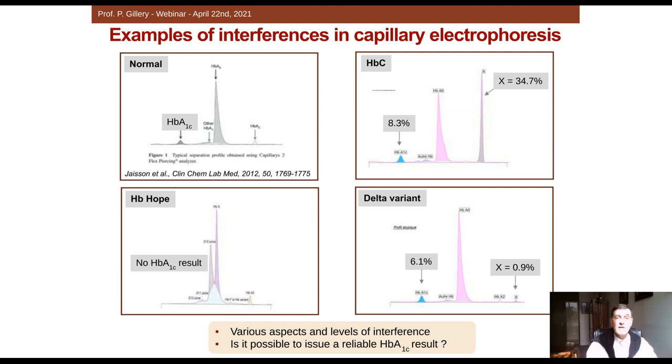This is not the case of HbHope, which migrates very close to HbA0, and in the case shown, no HbA1c result can be calculated. But in some cases, the troubles may be much more subtle, and this is the case of delta variant shown here as a very minor peak, lower than 1%. In this case, HbA1c can be calculated. So there are various aspects and levels of interference, and in all cases, the question is: is it possible to issue a reliable HbA1c result?